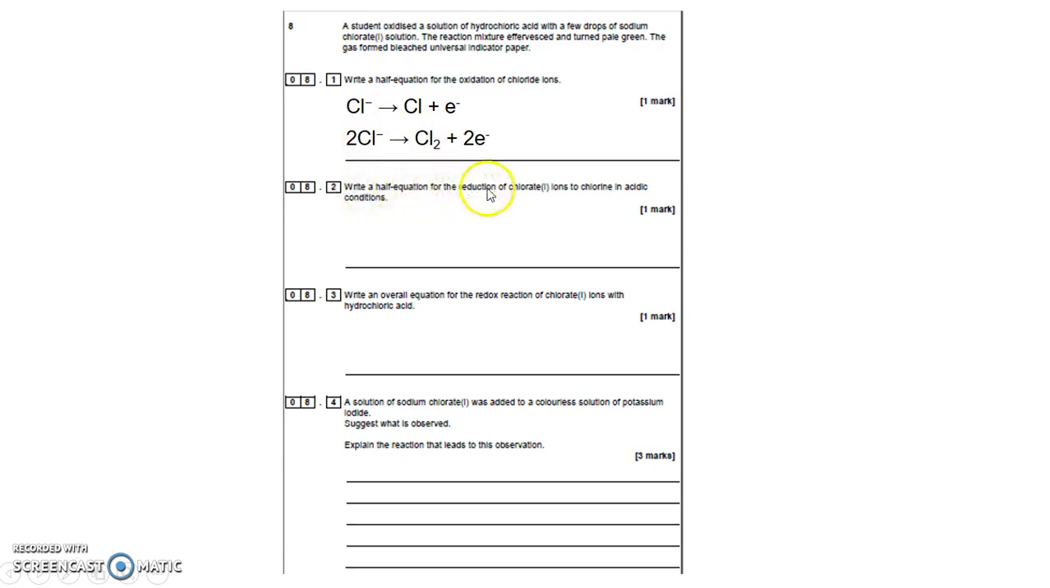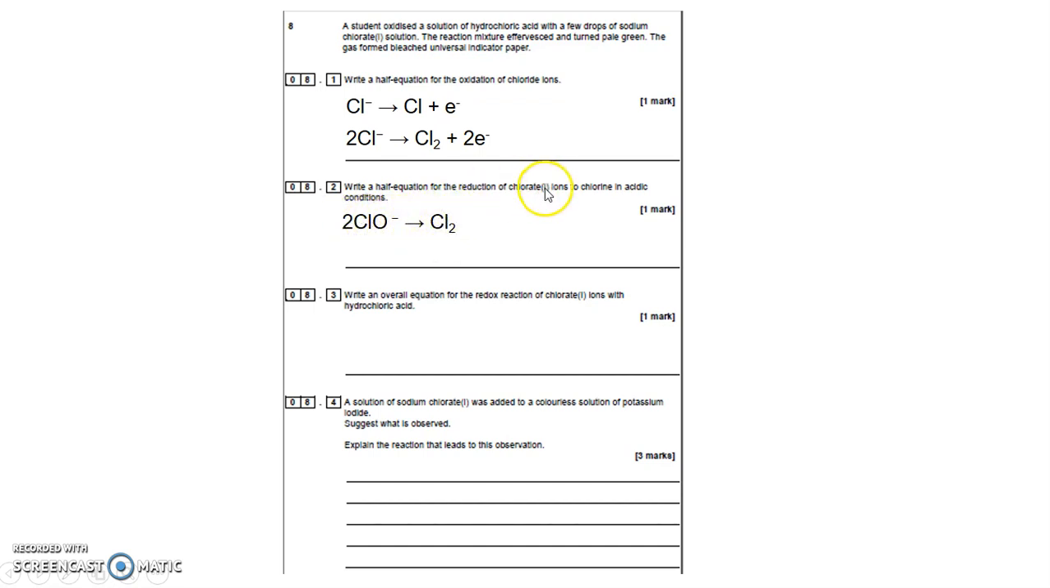Write a half equation for the reduction of chlorate(I) ions to chlorine. Well, first of all, you've got to know what chlorate(I) ions are. You've got to learn that. A chlorate(I) ion is like a chloride ion, except it's got an O in there. So it's ClO minus. To form chlorine, in acidic conditions, we'll worry about that in a minute. Chlorine we know is Cl2, so I've got 2 ClO minuses making Cl2.